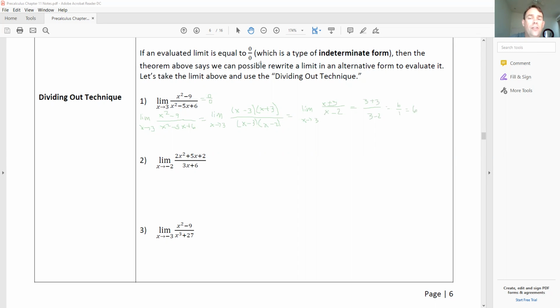Why don't you guys try this idea of dividing out and see if you guys can actually do the next one. Remember, you first have to plug it in and show me that it's indeterminate, though. All right, so we plug it in here. I end up with 8 minus 10 plus 2 all over negative 6 plus 6. I didn't plug it into the first one up there because we'd already done that at the beginning, and I end up with 0 over 0. So it's indeterminate. So since it's indeterminate, that means I can go ahead and try to rewrite it.